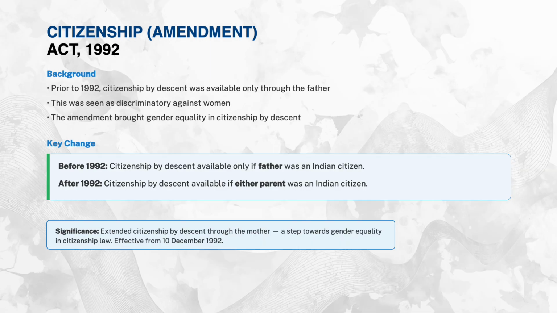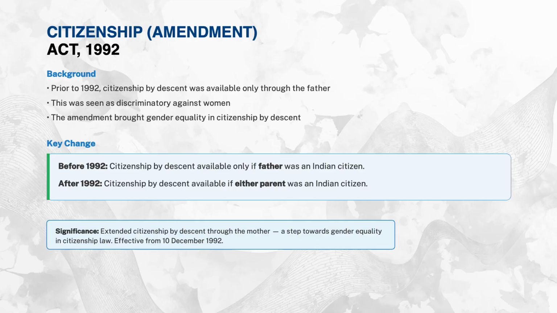Now we go to 1992. Before 1992, citizenship by descent. Descent means descendant, right? Mother, father. We talked about mother and father. Before 92, citizenship by descent was available only through the father. And this was seen as discriminatory against women.